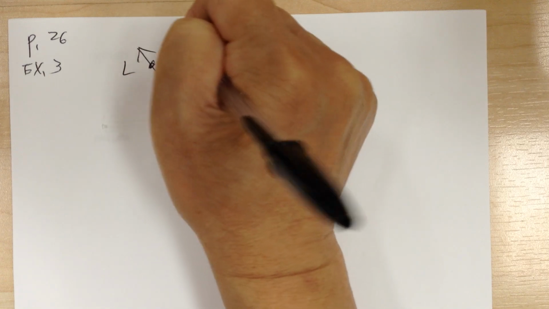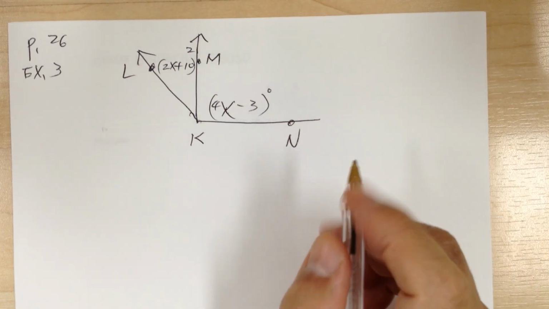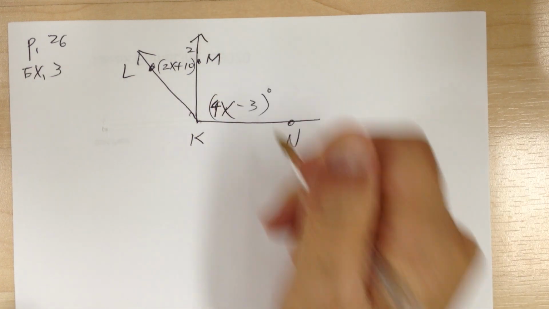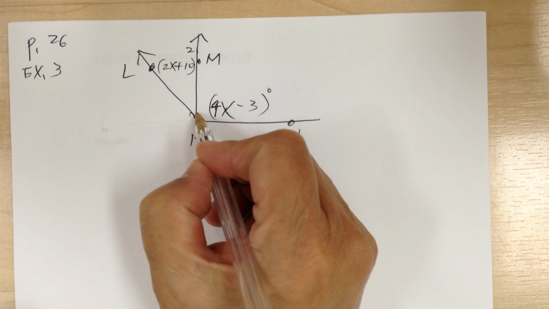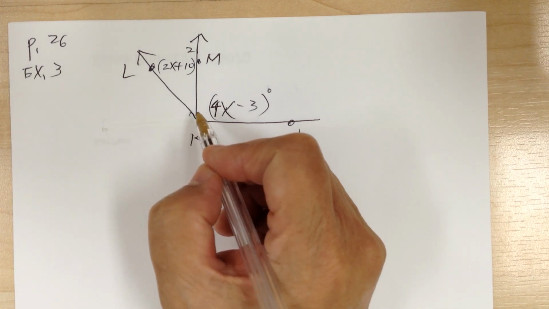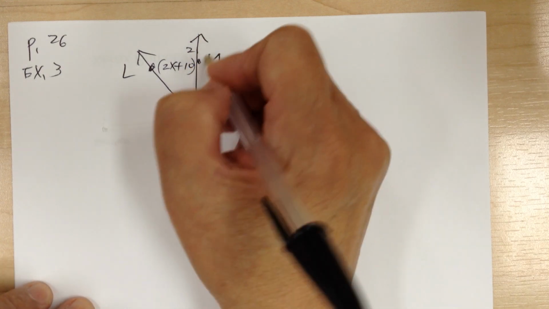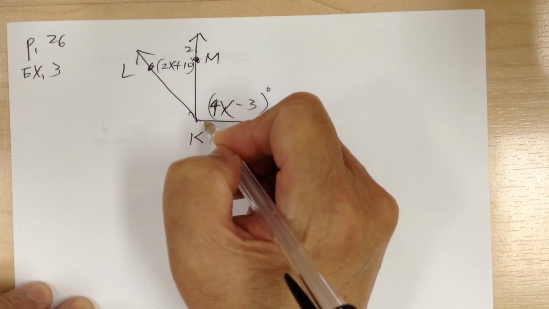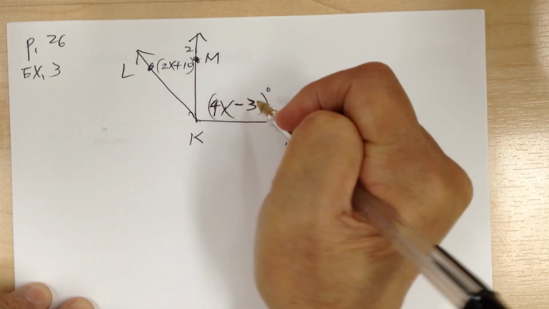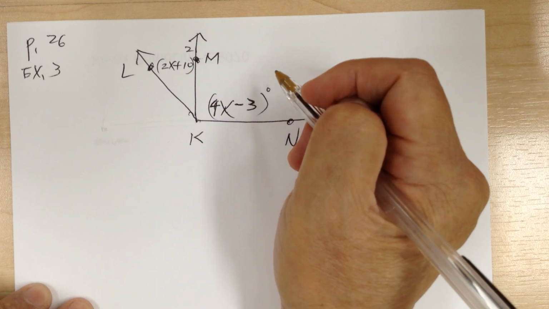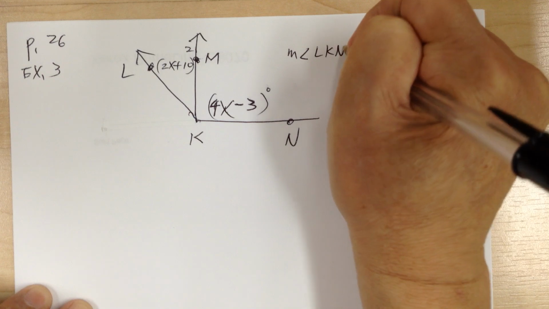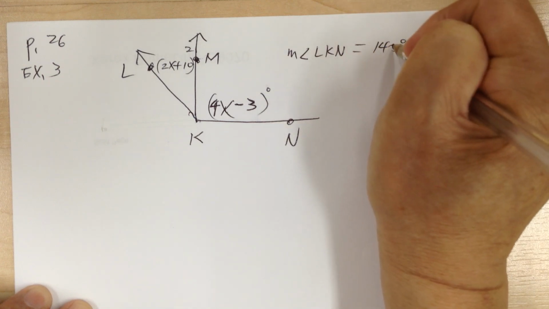Now, one thing I have to be careful about is that this looks like 90 degrees, but do not assume that. When they don't have the right angle symbol, you cannot assume that it's a right angle. The only time it tells you that it's a right angle is when you see a little symbol. So don't assume that it's 90 degrees and set it equal to 90. It says the measure of angle LKN equals 145 degrees.